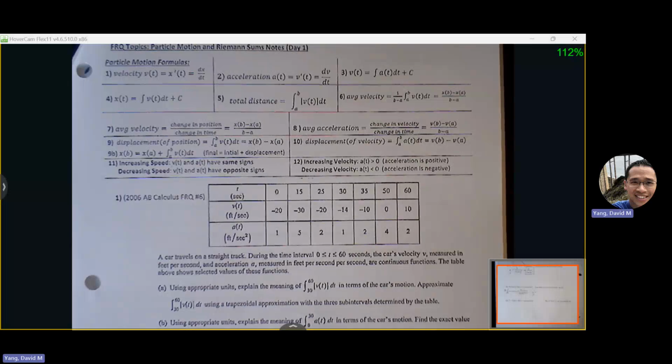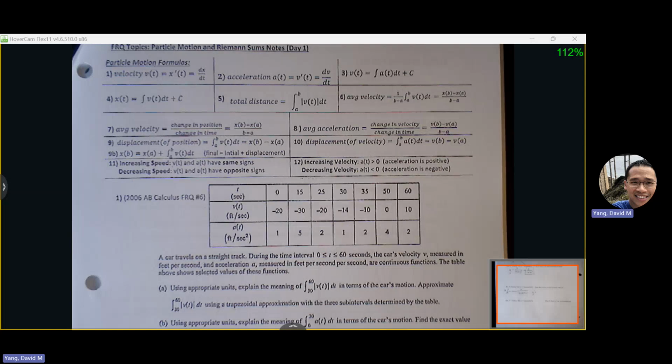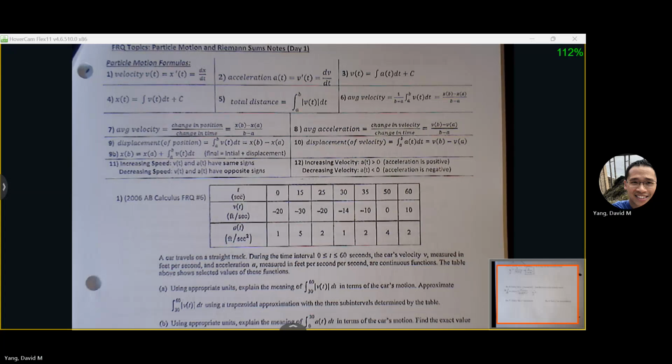Let me review a couple of items at the top of the page here. We know velocity is the derivative of position, acceleration is the derivative of velocity. We know total distance is the integral of the absolute value of v of t. Average velocity, you can use average value theorem. You can also do change in position over the change in time, depending on what you're given.